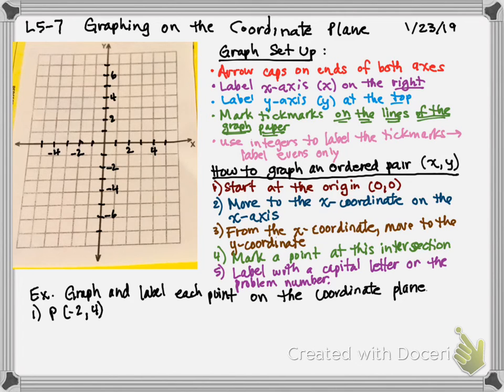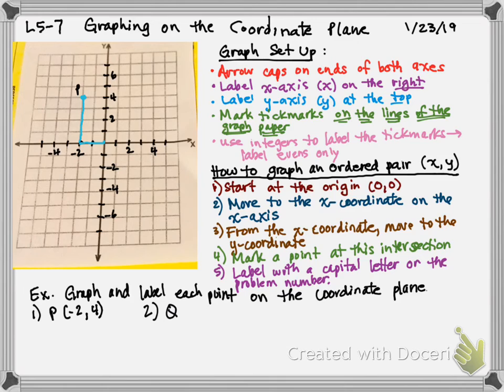So I'm going to take path on this one. I'm going to start at the origin. I'm going to move to -2 on the x-axis. And I'm going to go up to the level of 4 on the y. And that's where I'm going to mark my point. Okay. Now, do I have to draw that connection from the origin to the x-coordinate up to the y-coordinate? And the answer is no, you do not. Okay. Now, I am going to label him, and he's called point P. Okay. Next problem.